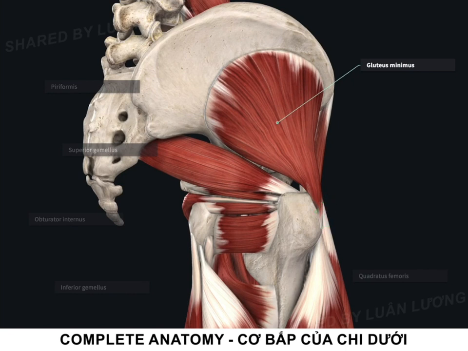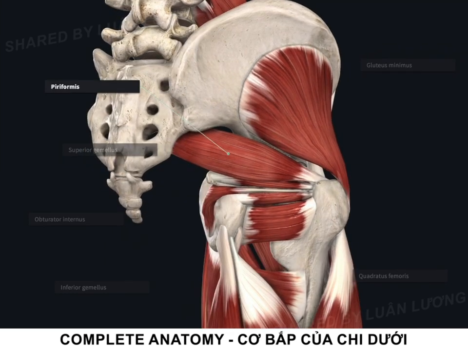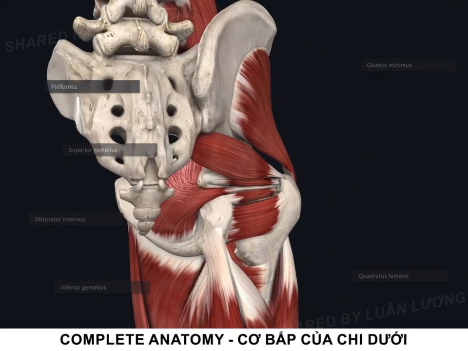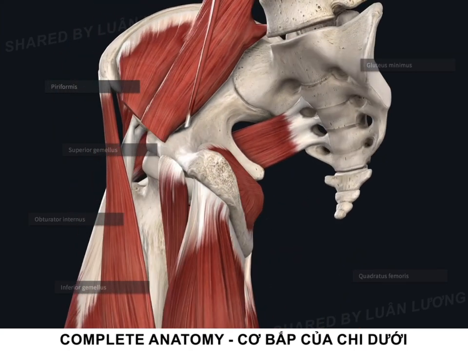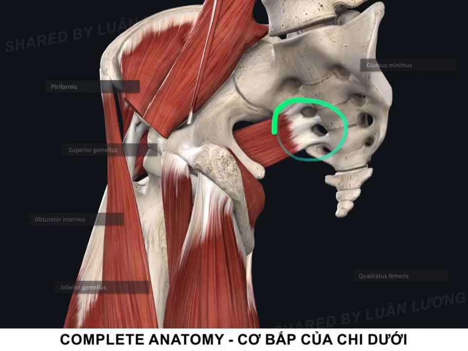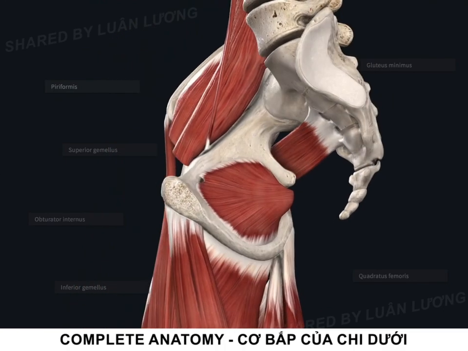This muscle abducts the femur. Now, if we look just inferior to the gluteus minimus, we see another muscle. This muscle is called the piriformis muscle. In Latin, piriformis means pear-shaped, and we can see that this muscle is indeed shaped like a pear. The piriformis muscle stretches from the anterior lateral surface of the sacrum, here, and leaves the pelvis by passing through the greater sciatic notch.